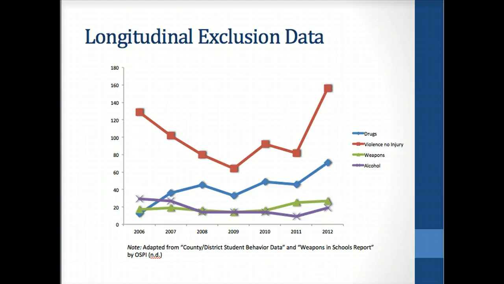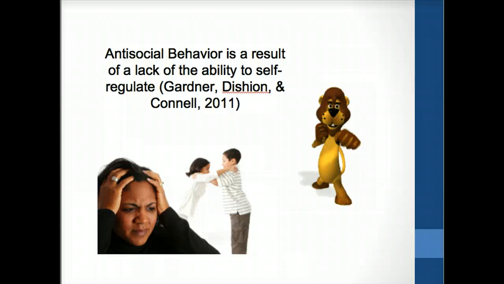As you can see, longitudinally, drug suspensions have been rising. Additionally, while exclusions for violence without injury were declining, that trend has reversed since 2009. Individuals are more likely to exhibit antisocial behaviour when they fail to self-regulate.